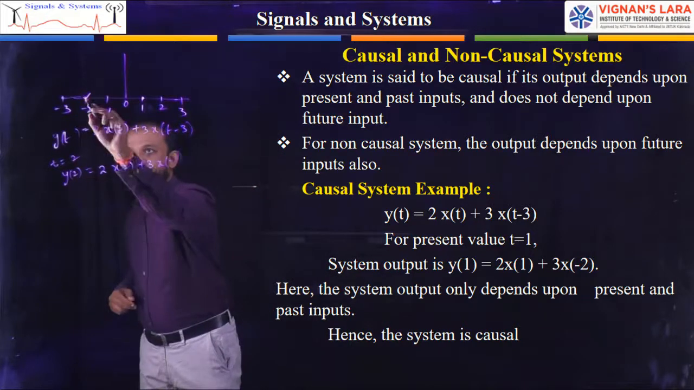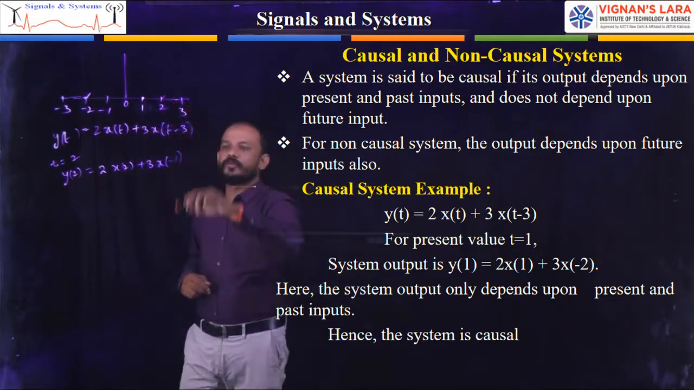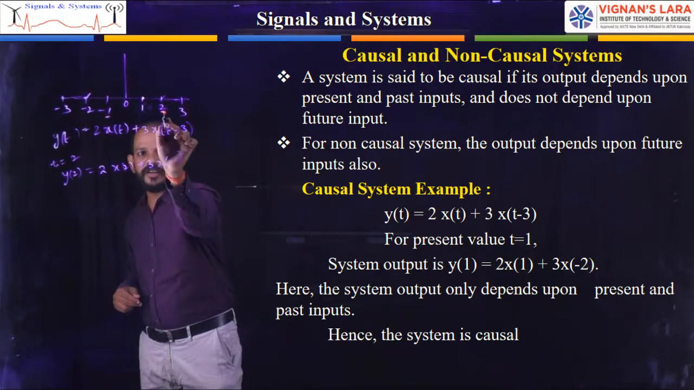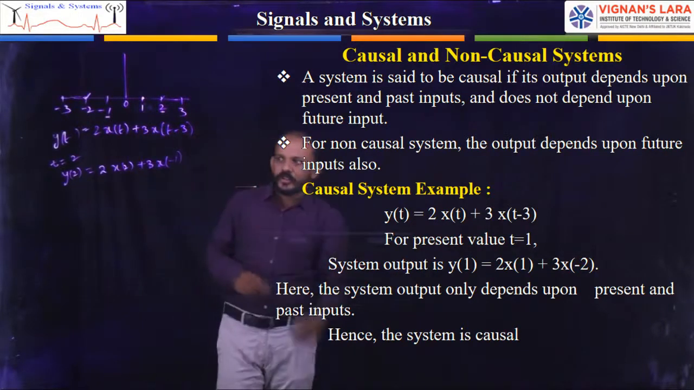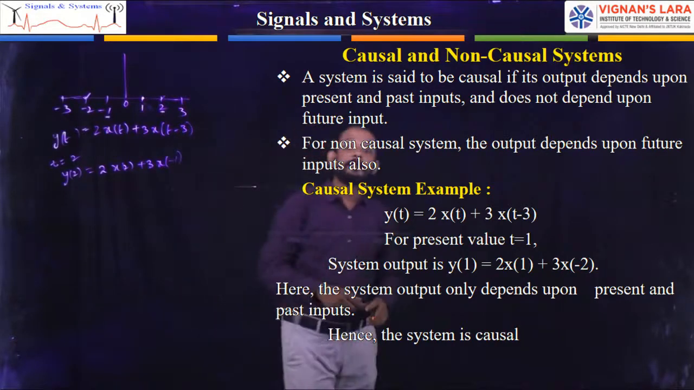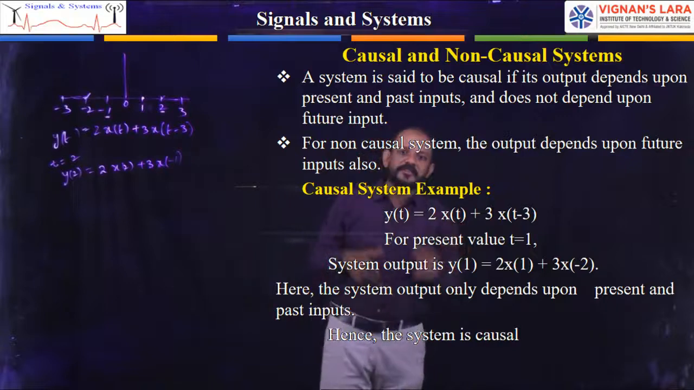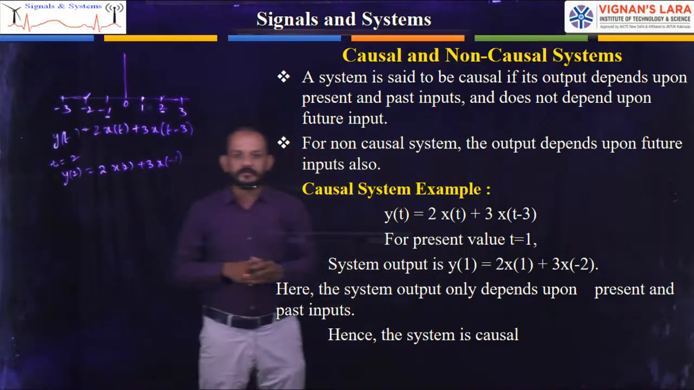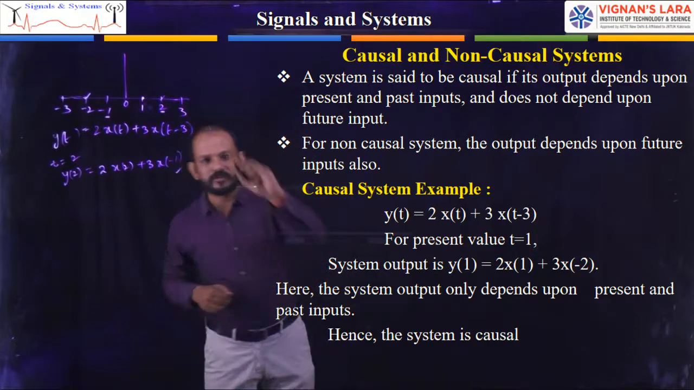See, at 2, y of 2 equal to 2 into x of 2, present. And x of minus 1 is this one. This one is a present one, and this one is a past value. So here also the output depends on present and past input values. Hence that system is an example for causal system.